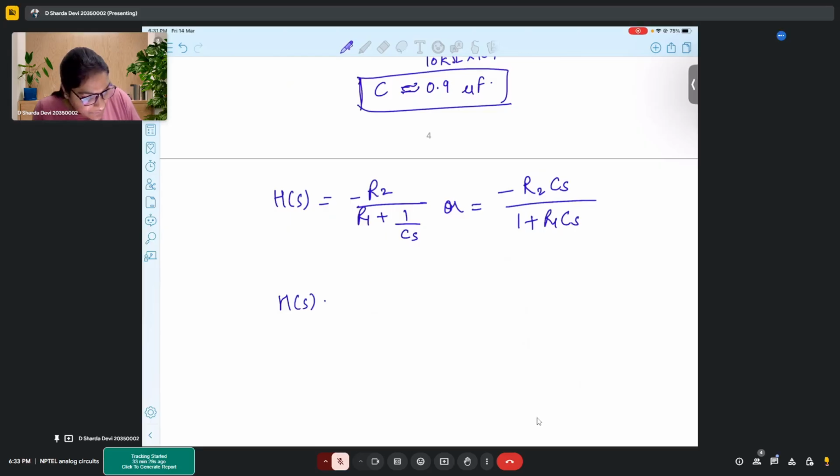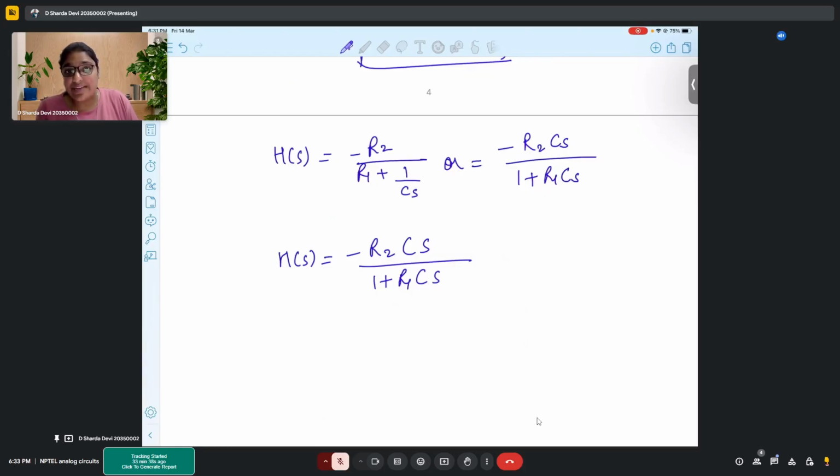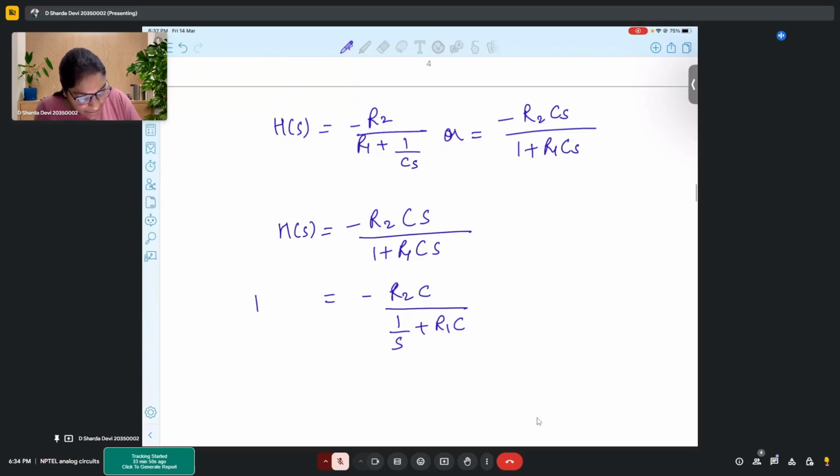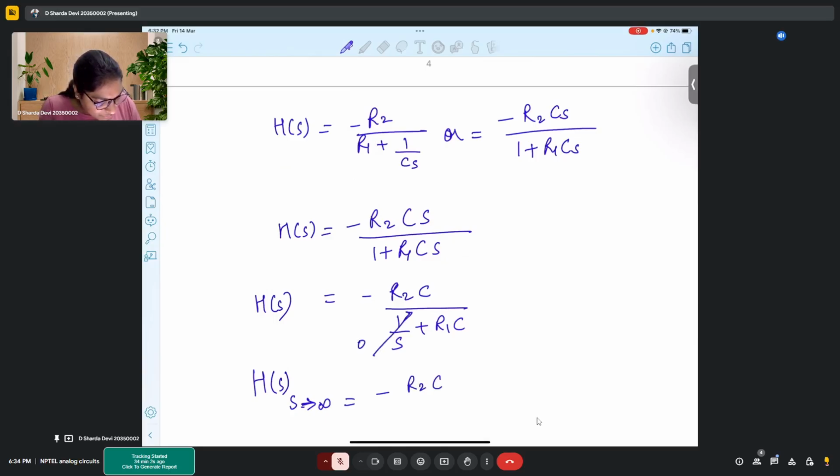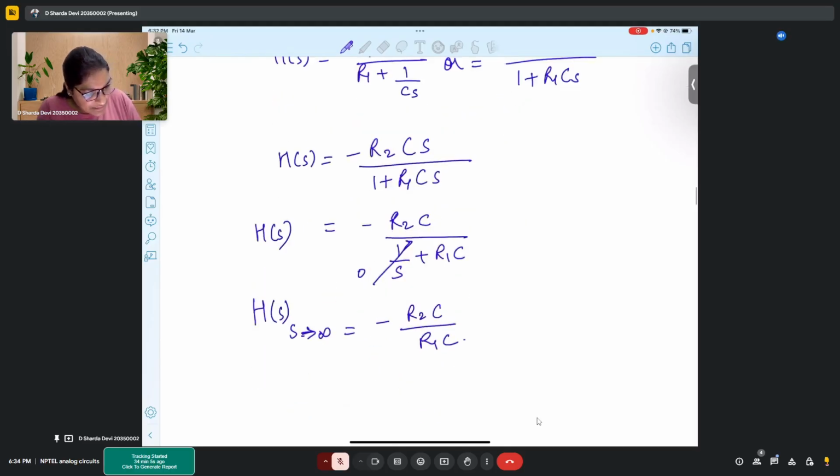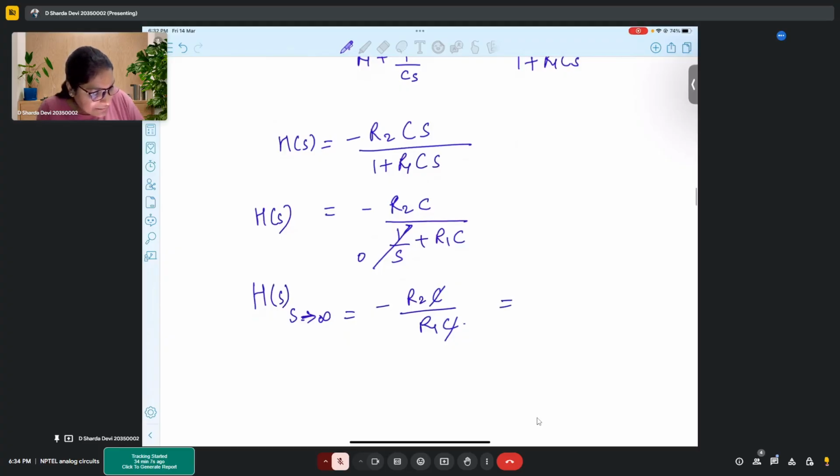So here we know that it is minus R2CS by 1 plus R1CS, and since I have to substitute S equal to infinity, let's take out S from numerator and denominator. So we will be left with this. Now here, when I substitute for S tends to infinity, what would happen? This term will go to 0 and I would be left with minus R2C by R1C, which is more or less minus R2 by R1. Minus R2 by R1, correct?